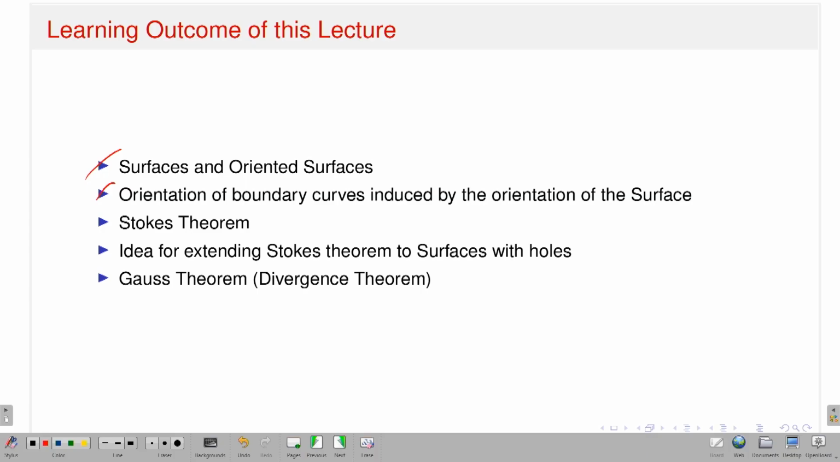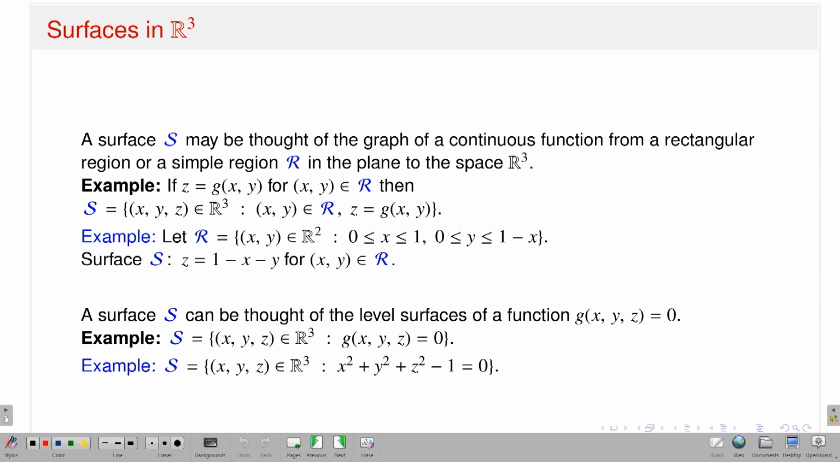Once I have these two concepts, I will talk about the statement of Stokes theorem, and some examples. Then I will talk about the idea for extending Stokes theorem to not-so-nice surfaces, that means surfaces with holes. And at the end I will talk about Gauss theorem, or divergence theorem, and some examples. Okay, as I said, let me just recall the definition of surfaces.